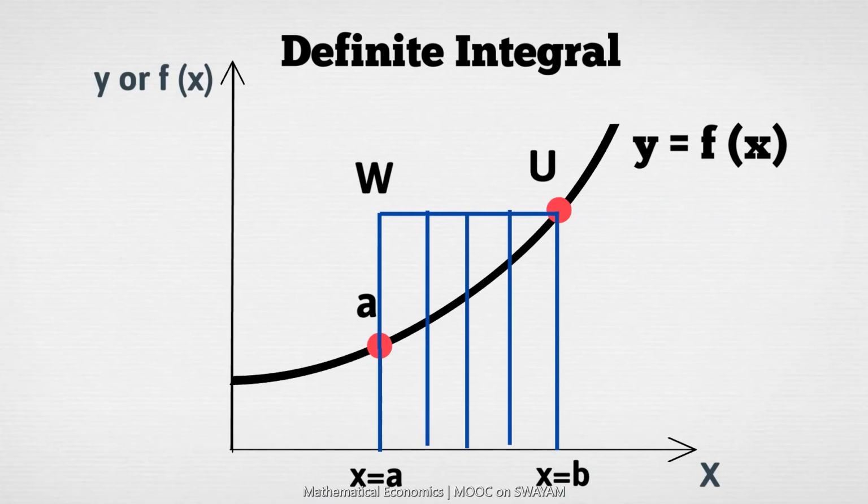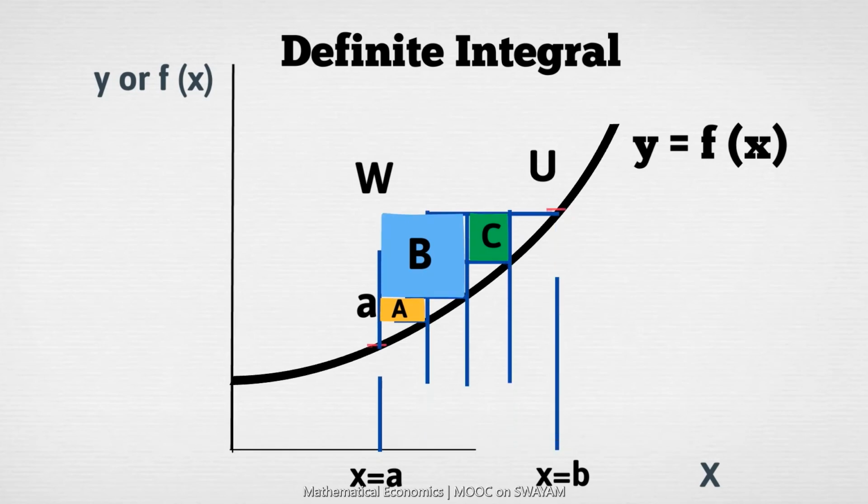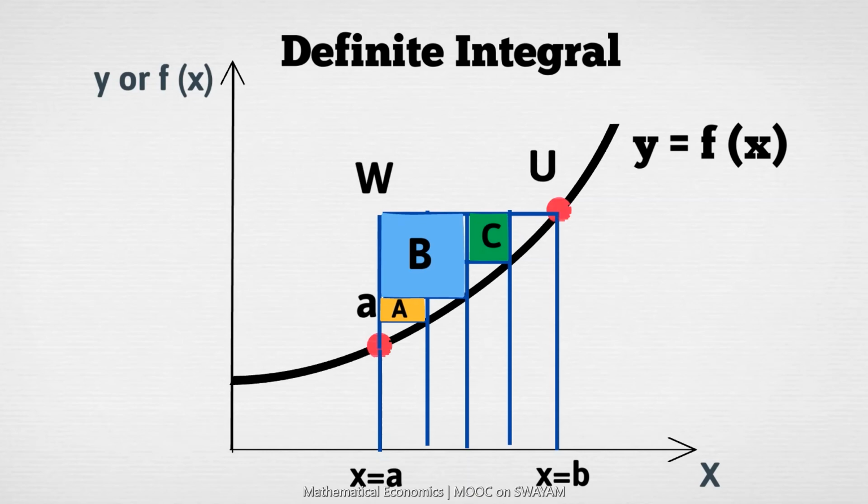You can see that the region AWU reduces further by the shaded region A plus B plus C. The observation is that by drawing smaller and smaller rectangles, the region above curve vanishes and the sum of all the rectangles will approximate to the area under the curve.